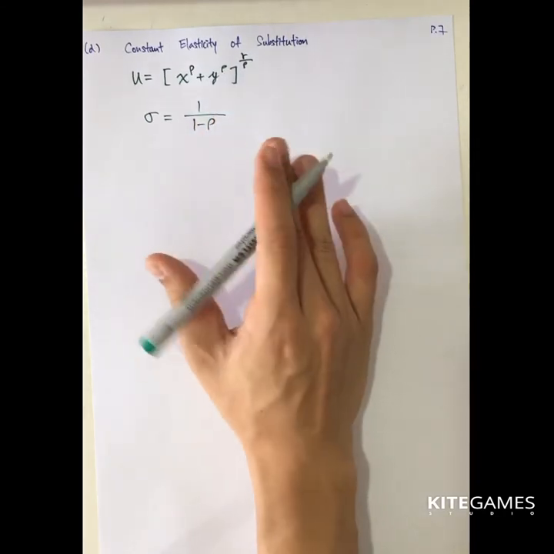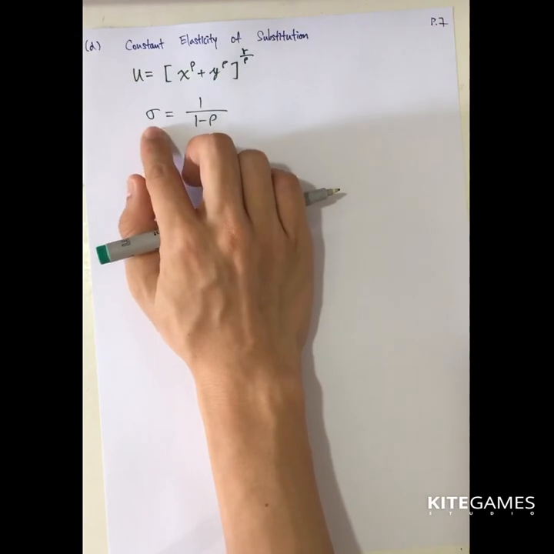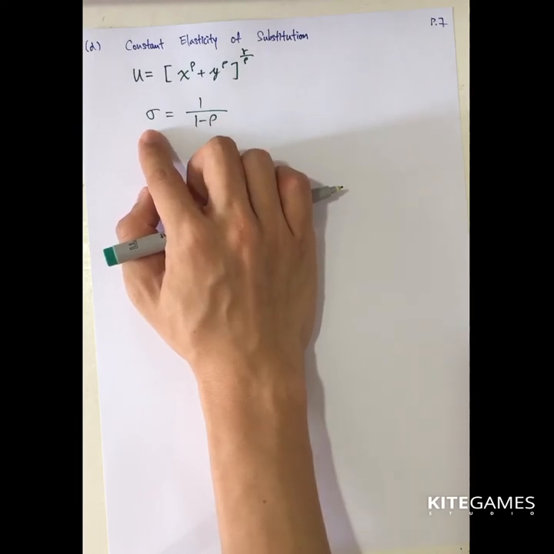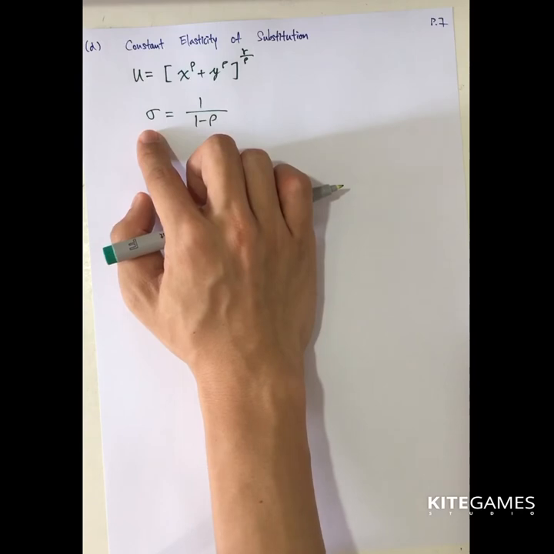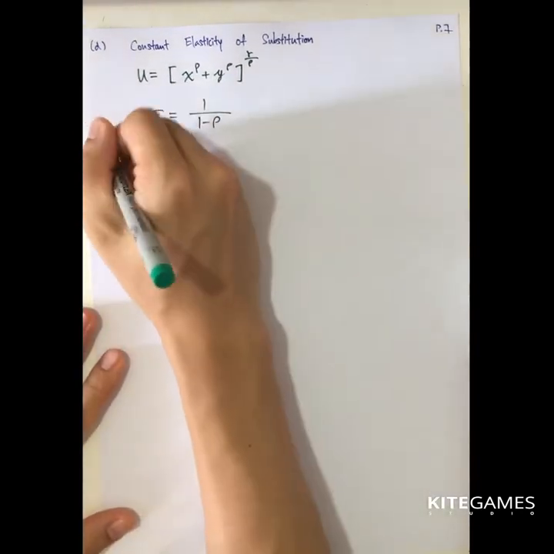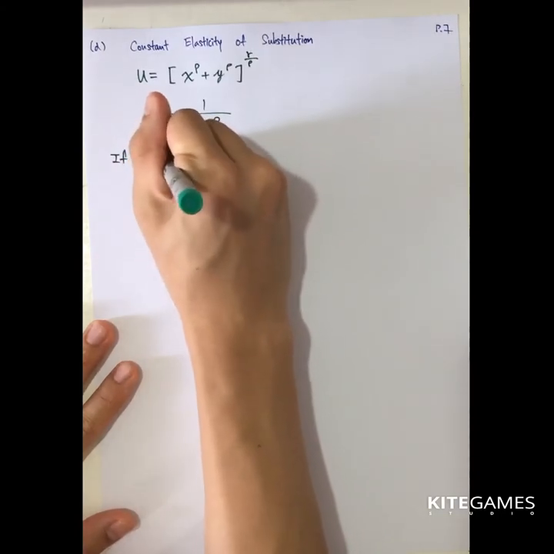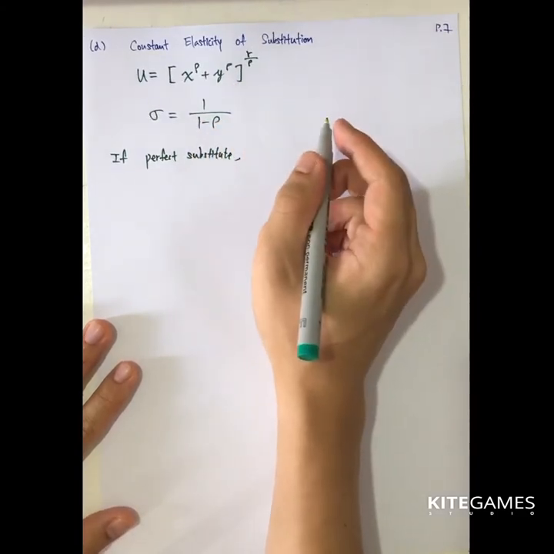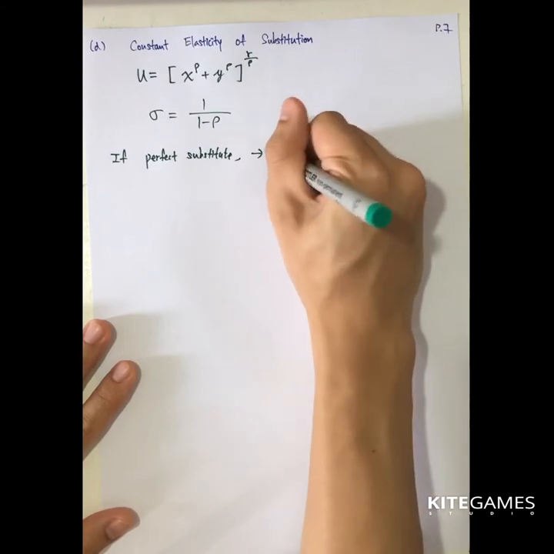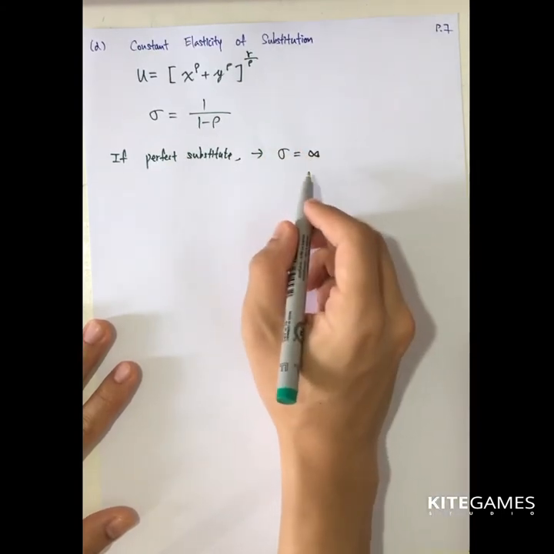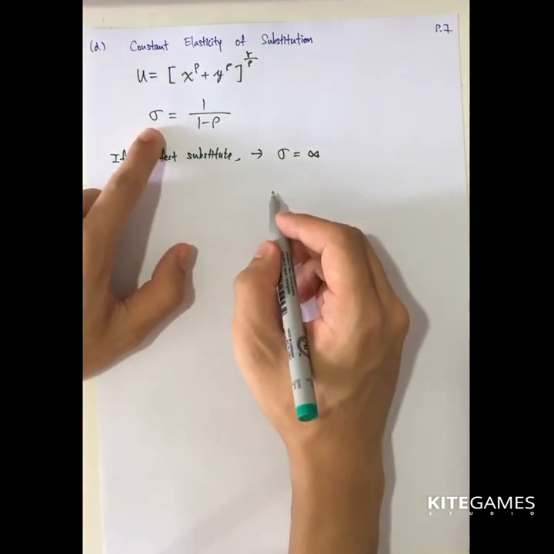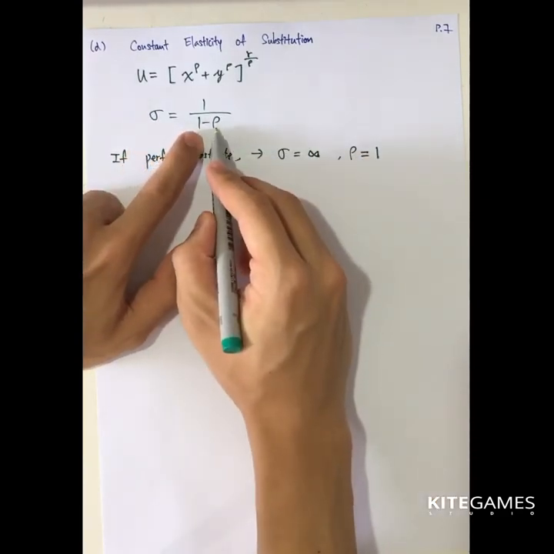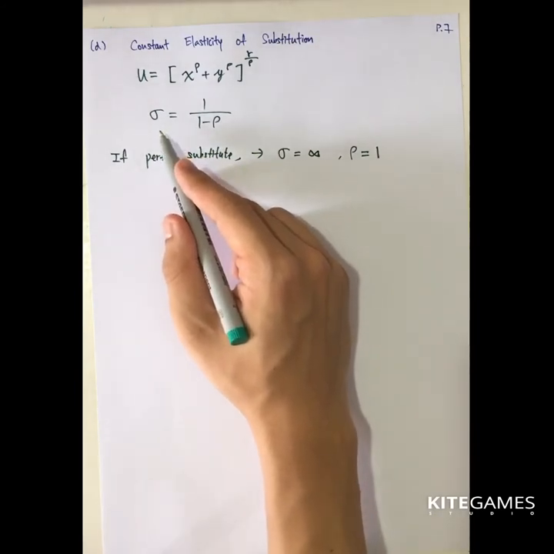That means whether x and y can substitute each other easily. If this sigma is high, that means x and y can substitute with each other easily. If this sigma is zero, that means x and y cannot be substituted with each other. Okay. So here you can see that in the case of perfect substitute, x and y can be substituted by each other easily. So the sigma is equal to infinity. So if this is infinity, what is the rho? Rho will become 1, right? If this is 1, then 1 divided by 0, then the substitution will be equal to infinity.